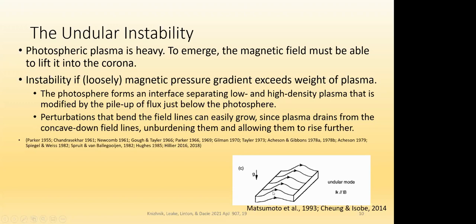And that decreases the weight of the plasma at the top of the loop, and so the perturbation is able to grow, right? This is how the undular instability works, and it's been argued in several papers that this is a mechanism for flux emergence at the photosphere. And again, Pariat 2004 found some evidence of this as well.